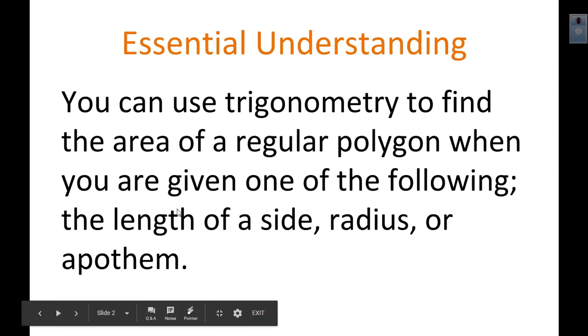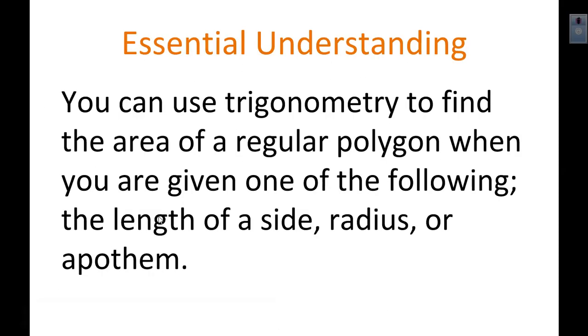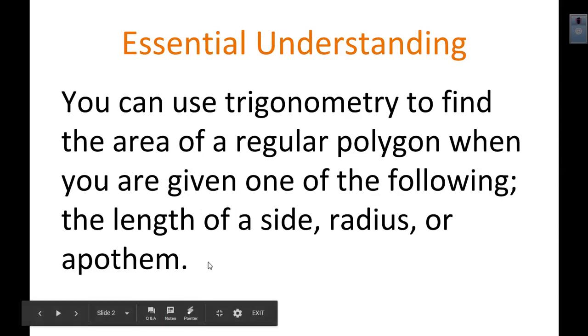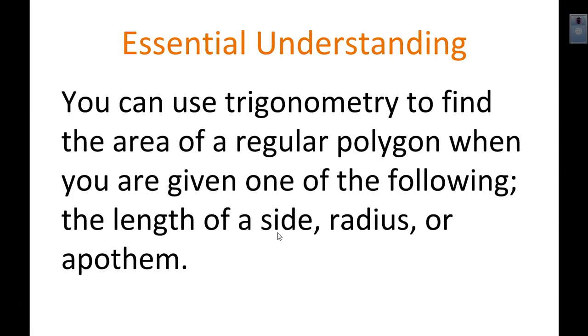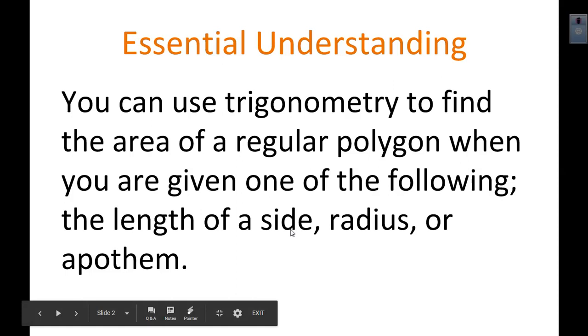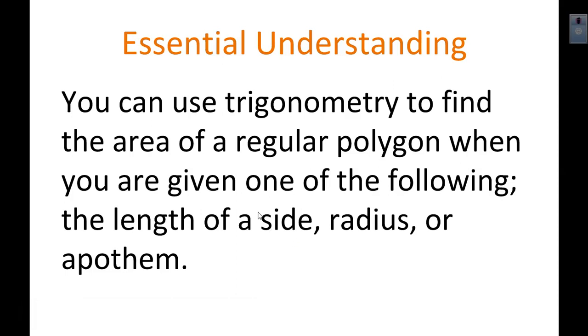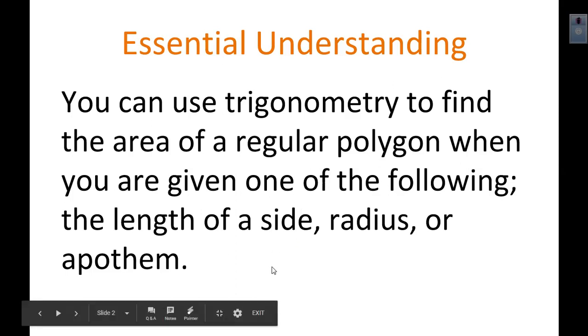So you can use trigonometry to find the area of a regular polygon when you're given one of the following: the length of a side, the radius, or the apothem. So you're going to be given one of these three in our lesson today. You may even be given the perimeter. If they're giving you the perimeter, you can divide it by the number of sides to find your side length, and that'll help you find your apothem. So it all depends on what you're given how you attack the problem.